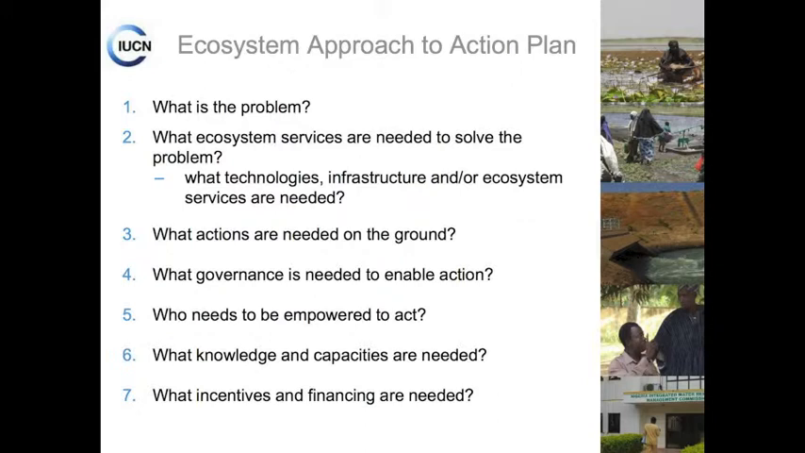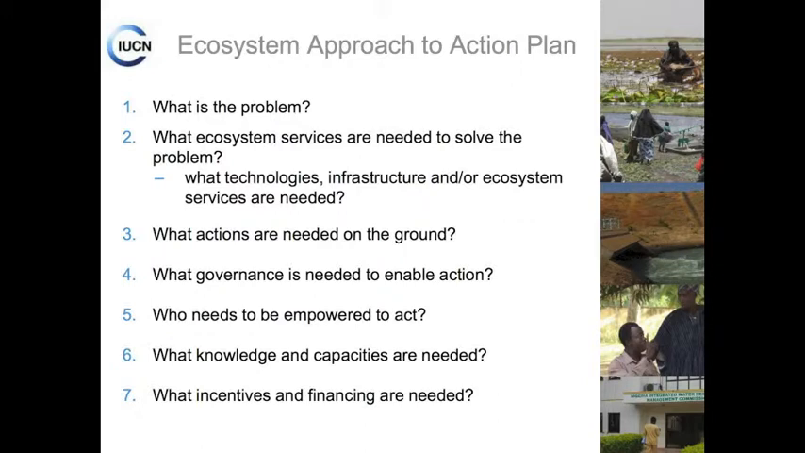And then the fourth question is, what governance do you need to enable action? And this gets back to some of the discussion we just had. So what policies, what laws, what institutions, what compliance and enforcement is needed to enable action to happen? It's needed to enable the right people to make the right kinds of decisions at the right time.